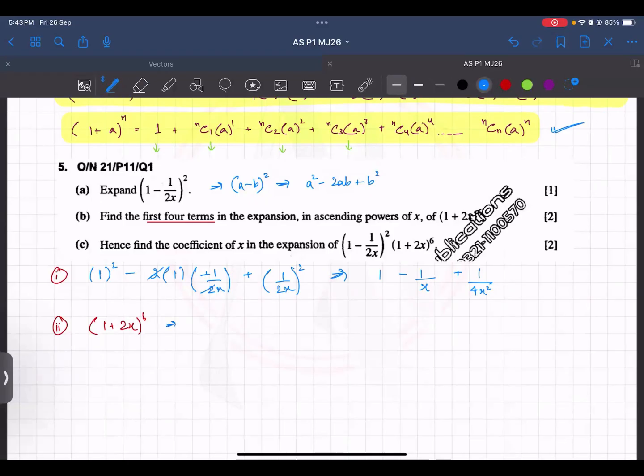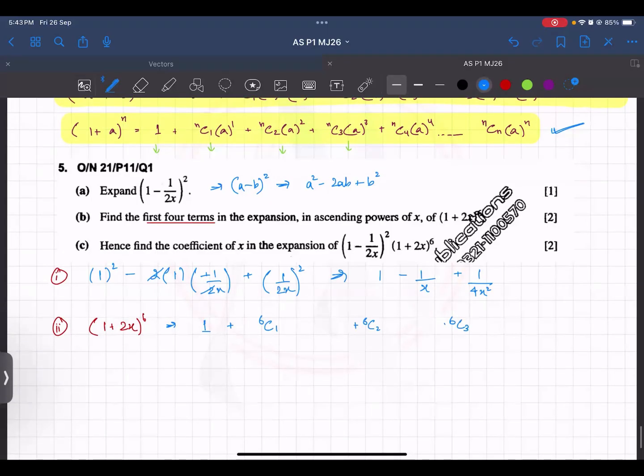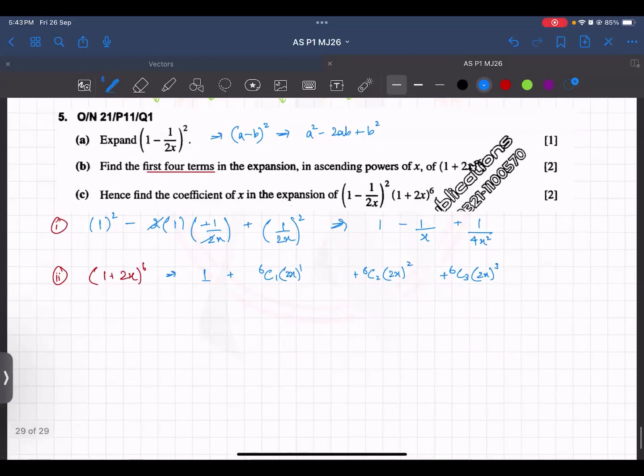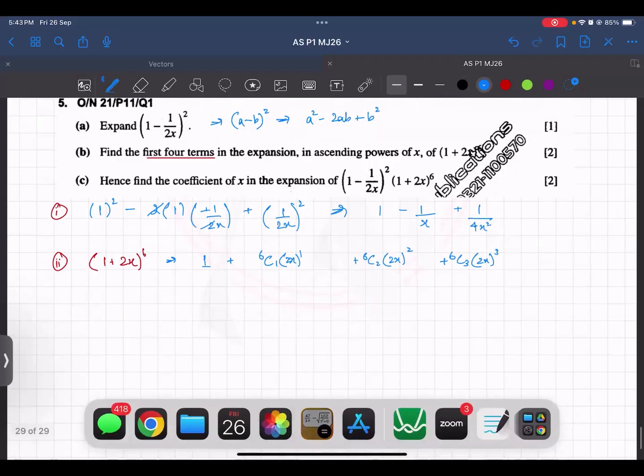And how do we start with this? It starts with 1. Then it is 6c1, your power n is 6, 6c1, then it is 6c2, then it will be 6c3. Then you have plus sign, plus sign, plus sign. Then the power of 2x will just increase. So 2x power 1, 2x power 2, 2x power 3. The power of the a is increasing. 6c1, 6c2, 6c3, this is also increasing.